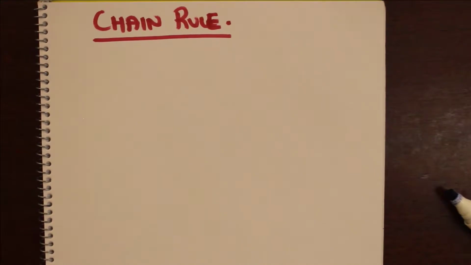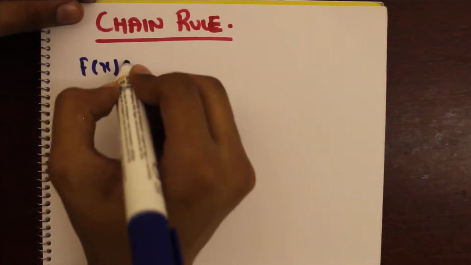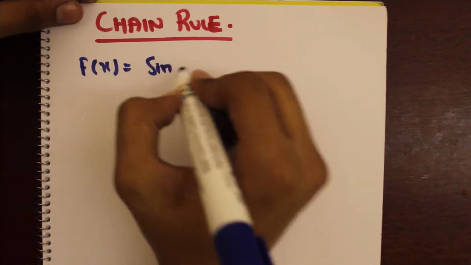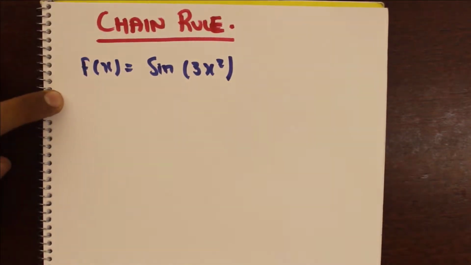Hello everyone, and today we're going to learn about the chain rule, and the biggest challenge of the chain rule is identifying cases whereby the chain rule will have to be applied. So let me give you an example whereby the chain rule will have to be applied. If a function f of x was equal to sine 3x squared, in this case the chain rule will be used.